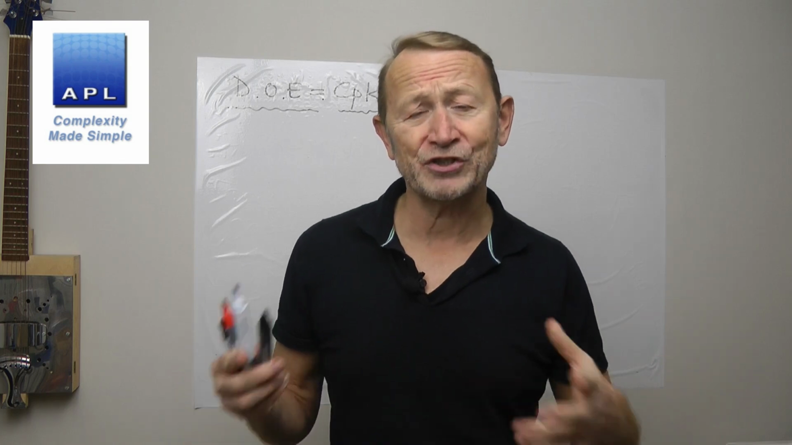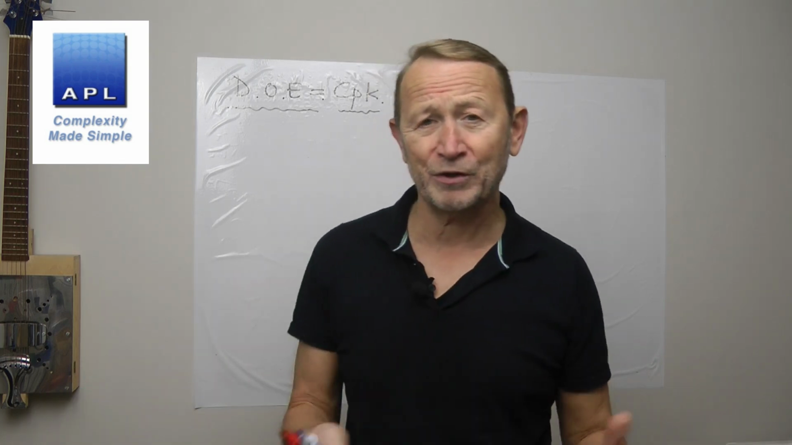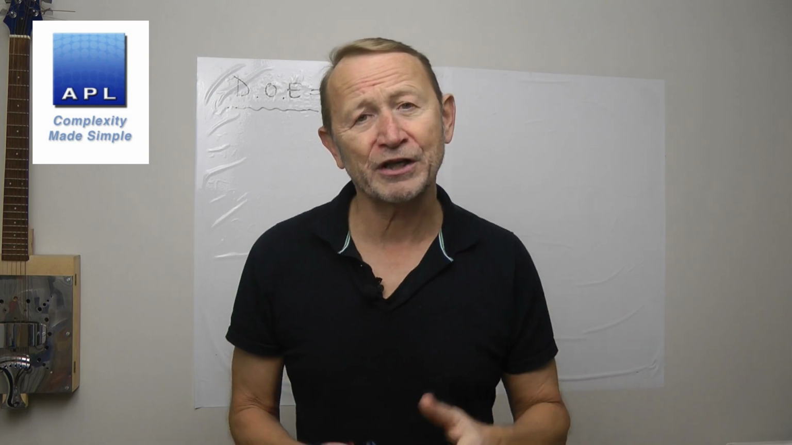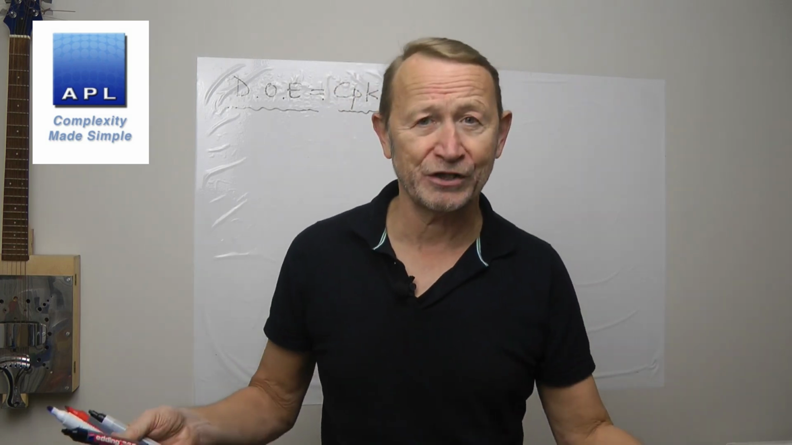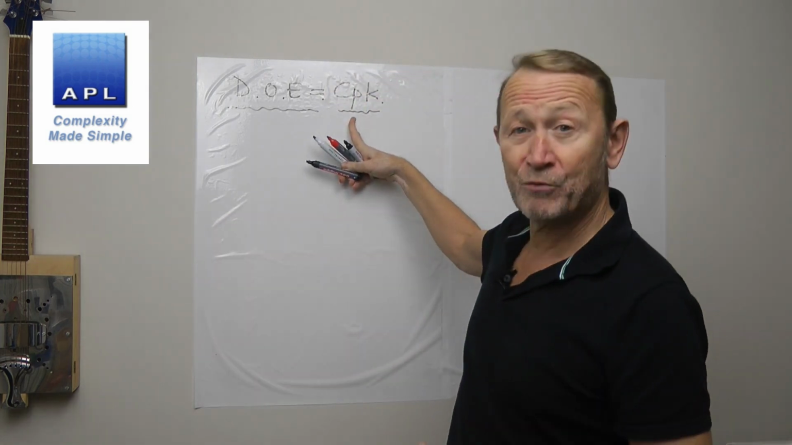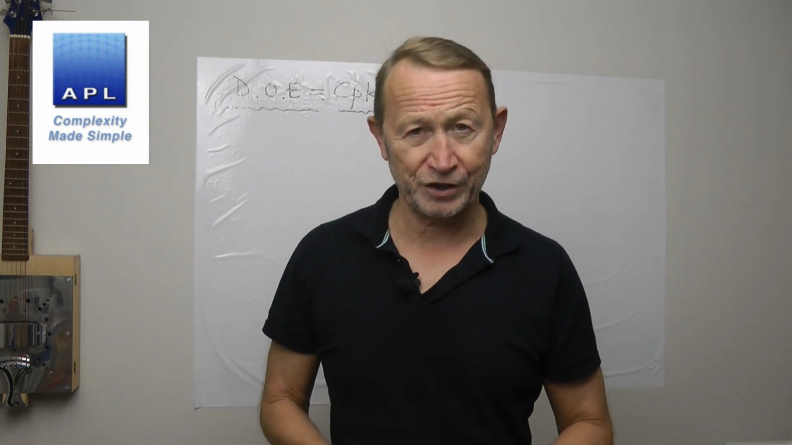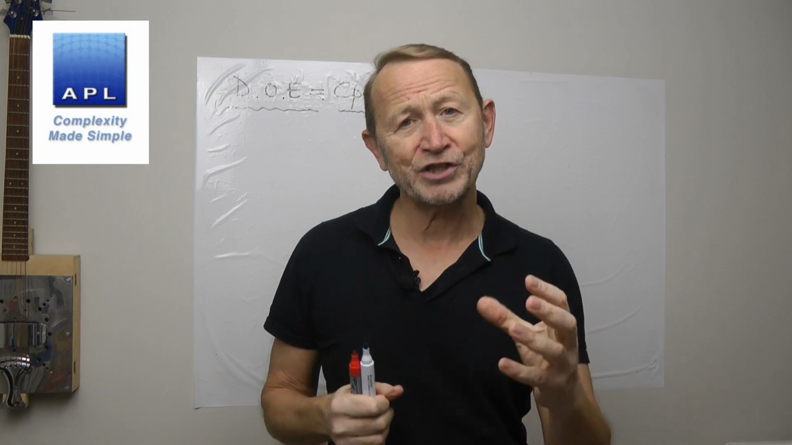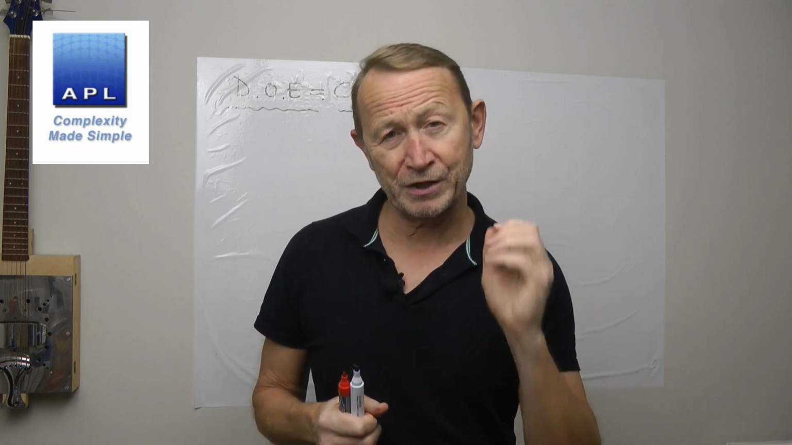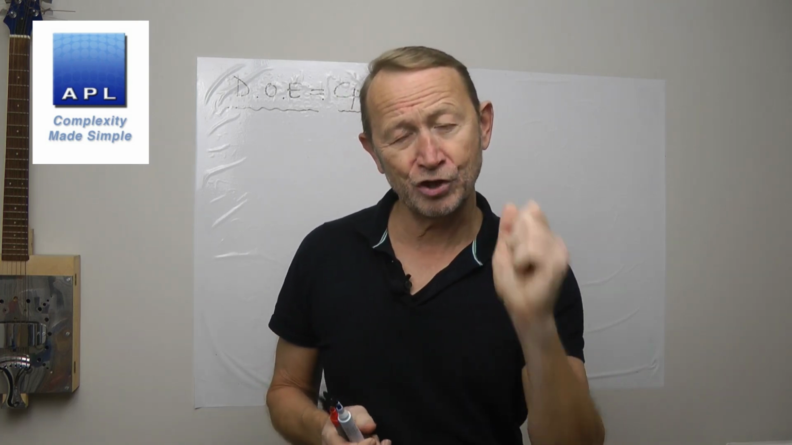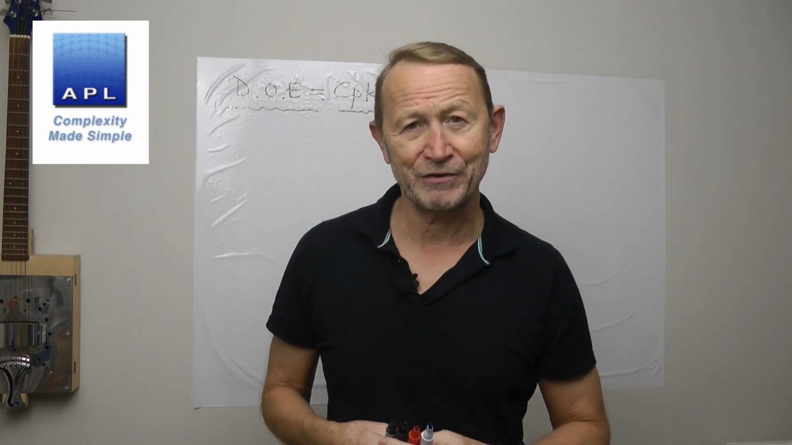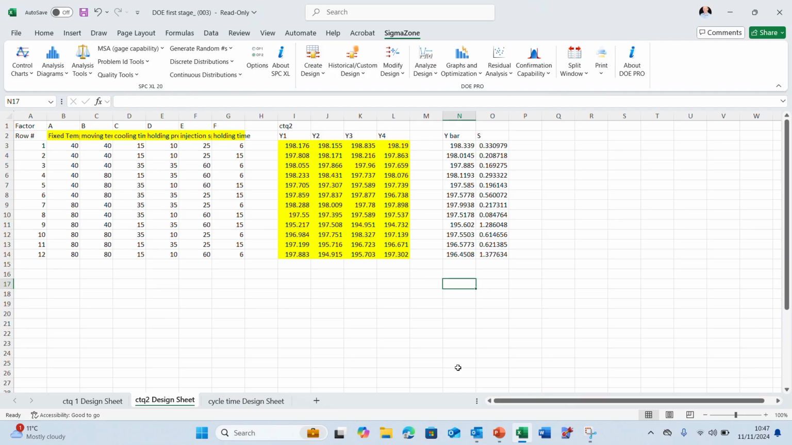I'm not going to tell you necessarily what the process is, obviously, or what the client is. We're just going to go through it. I'm going to talk about what the targets are, and then I'm going to show you how we take the data from the DOE and predict the CpK. So let's take a look. Let's have a look on the computer at the L12, do the analysis, and I'll show you how this is done.